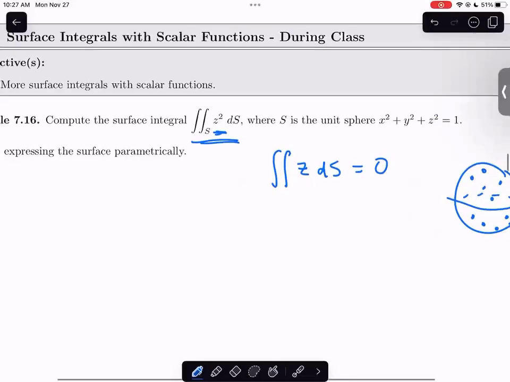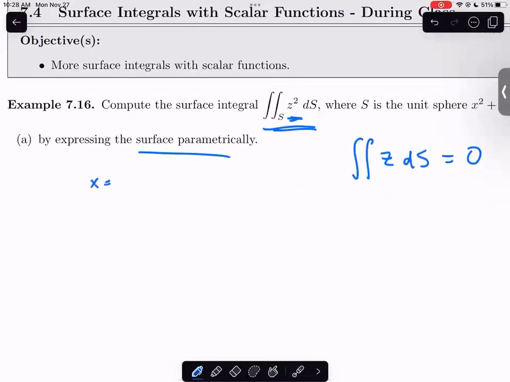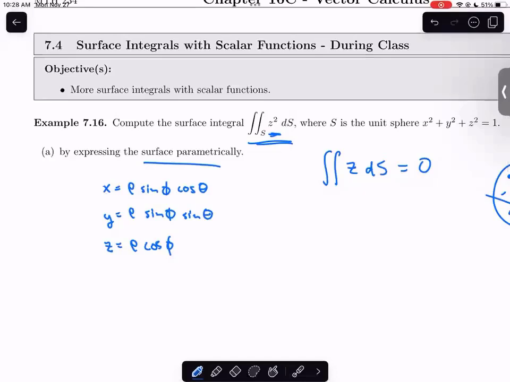All right, so we need to do this by expressing our surface parametrically. Now, because we have this full sphere here, we know back from 16.6, when we first brought this up, maybe a good parametrization would steal from spherical. So I'm thinking x equals rho sine phi cosine theta, y is equal to rho sine phi sine theta, and z is equal to rho cosine phi. This is what's on our formula sheet, how we can express the Cartesian x, y, z in spherical.